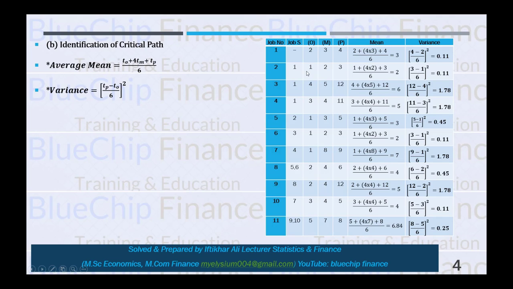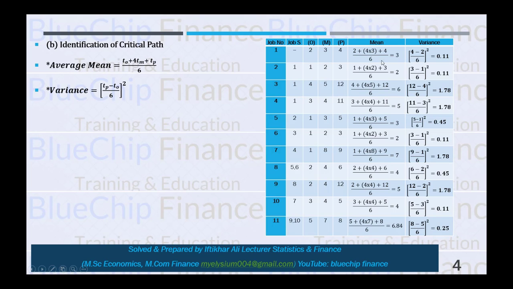After the calculation of mean, the next step is to calculate the variance. So here the variance formula is the pessimistic time minus optimistic time, divided by 6, whole raised to power 2. So pessimistic time is 4 minus optimistic time is 2, divided by 6, raised to power 2, equals 0.11, and in this way we can calculate variance for each job.